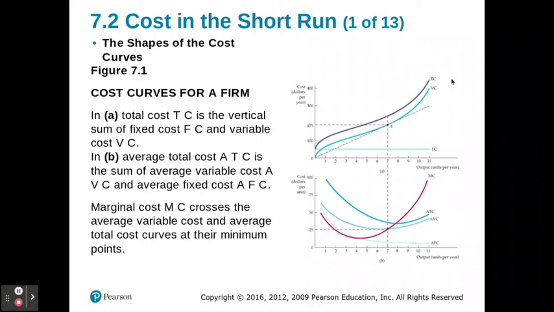Now, the slope of the total cost curve and the variable cost curve is the marginal cost. So that would mean that the marginal cost is getting lower and lower, and then higher and higher. And that's exactly what happens here. Lower and lower, and then higher and higher.